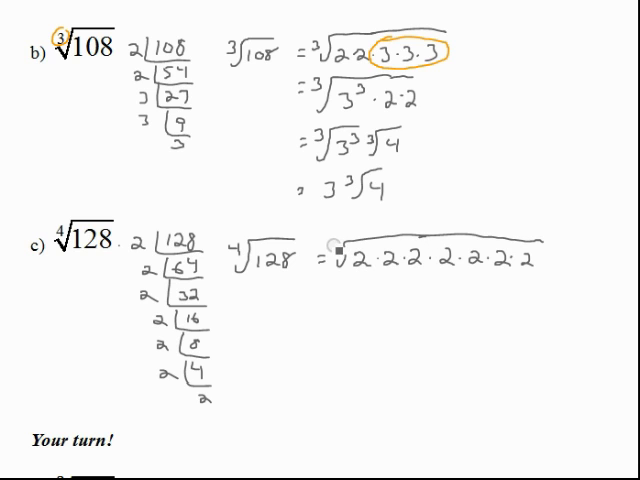Okay, and it's the fourth root. Don't lose those little index numbers. Those are really important. And because we're doing a fourth root, we're looking for groups of 4. We only have one group of 4. So we're going to write this as the fourth root of 2 to the 4 times the fourth root of 2 cubed. So this is 2 times the fourth root of 8.